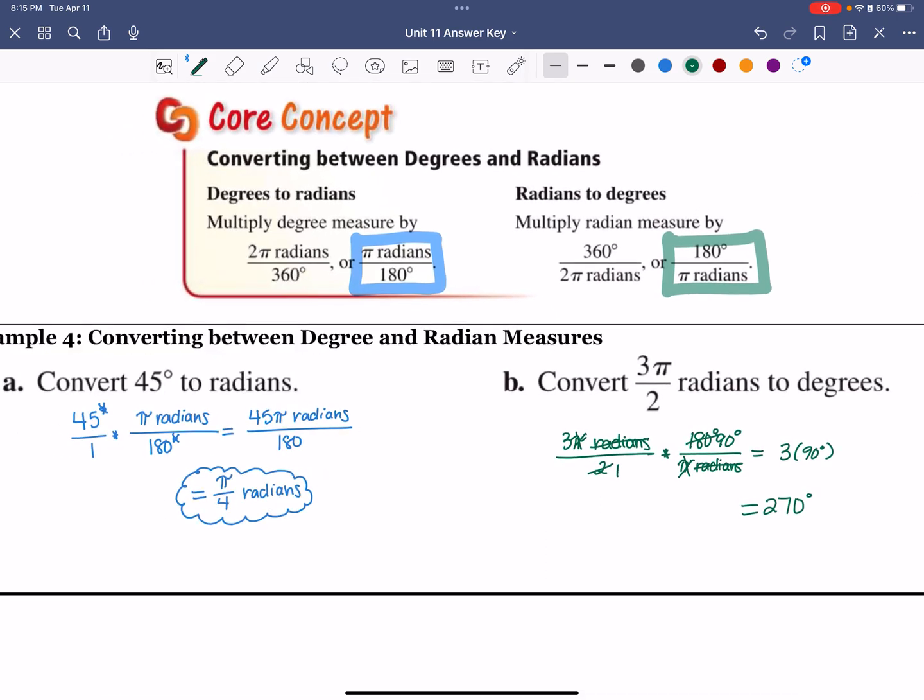And if you notice, in each of these conversions I chose the more simplified of the two fractions that I could choose. That allows me to work less at the end in simplifying. I can do the simplification first and then simplify more later on.